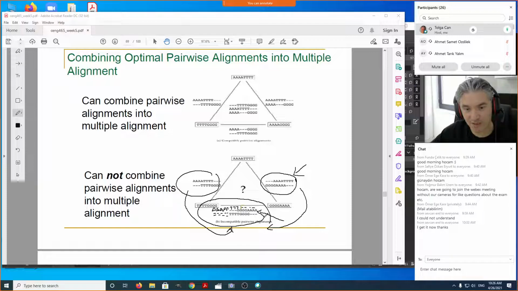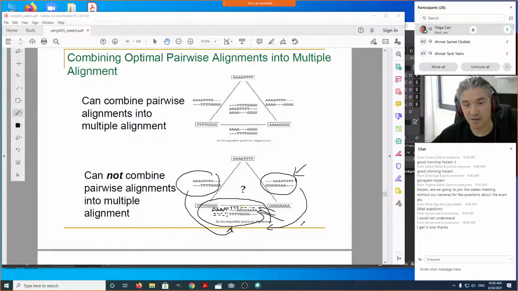There is a pairwise alignment of these sequences again induced by these three sequences, which is different than what we have here. So which of these two edges you choose doesn't matter. You're always going to get some conflict at the end. The only way to not get any conflict is to ignore some of those pairwise alignments.